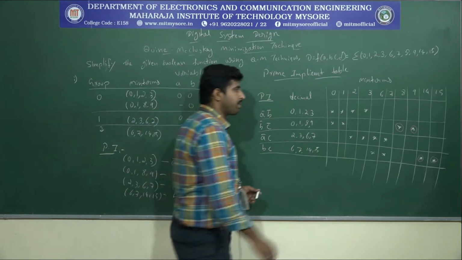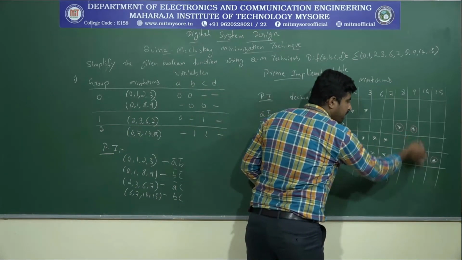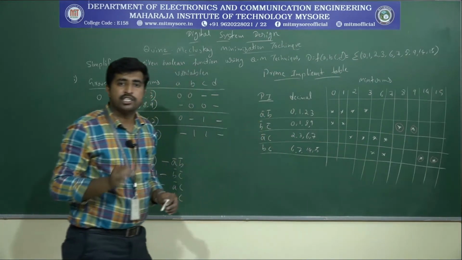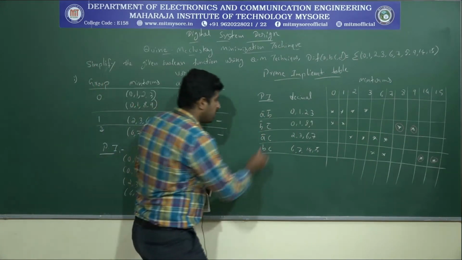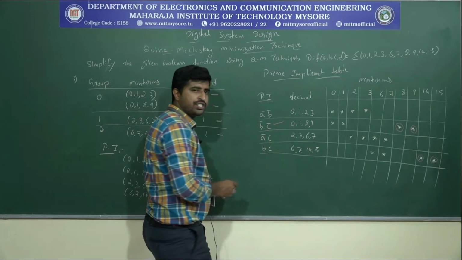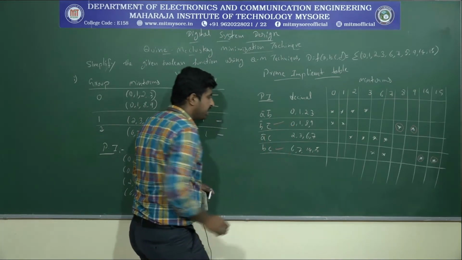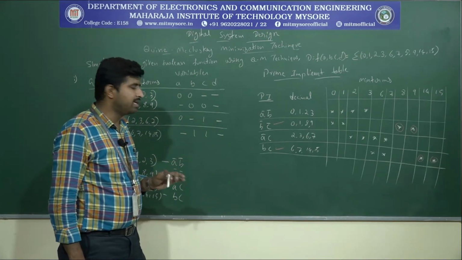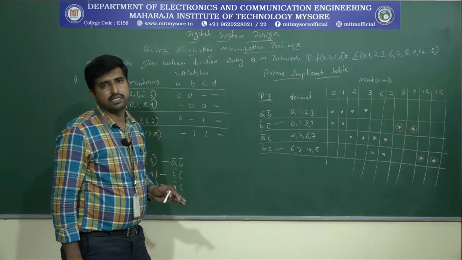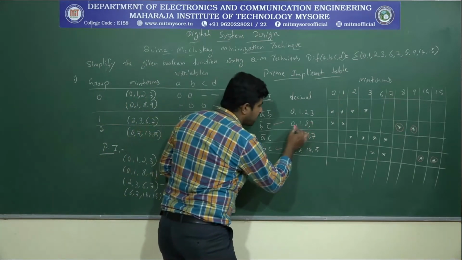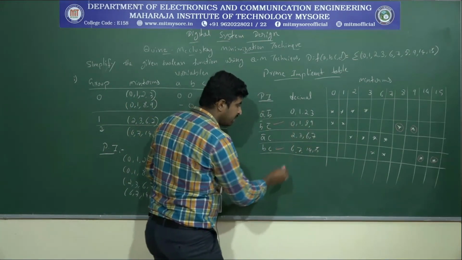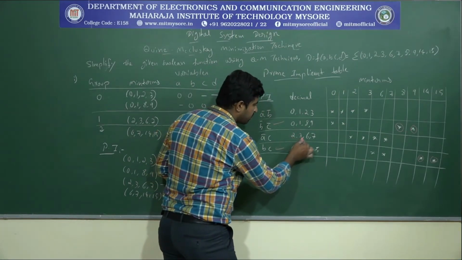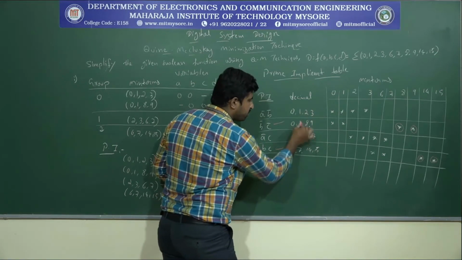So the prime implicants which have a column with only one entry are the essential prime implicants. That means B bar C bar and BC are the essential prime implicants. But these two will cover only 0, 1, 8, 9 and 6, 7, 14, 15. We are left with 2, 3. 2, 3 are not covered by these two groups.